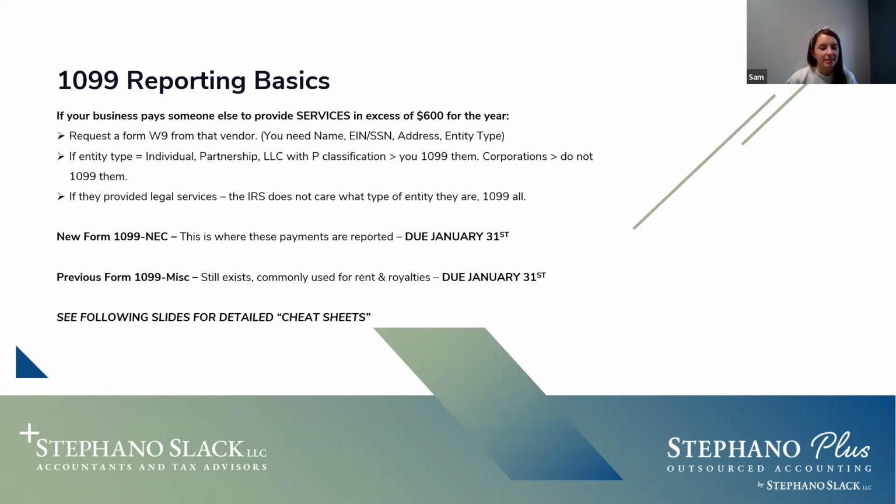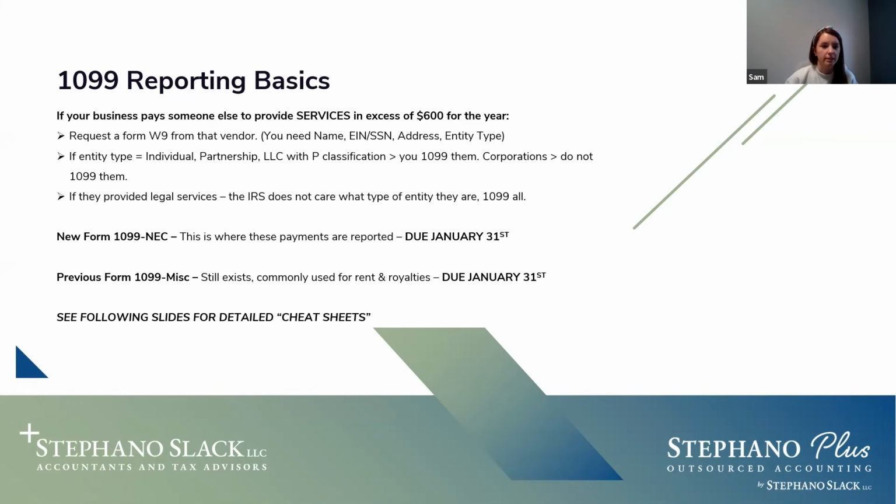So what happens is anytime you pay anyone in your business to perform a type of service for you, and this includes a business or an individual. This is where people have this wrong a lot of times, where they're like, oh, I just have to pay a person and that counts. Businesses count too. So if you have a business that's performing services for you in excess of $600 for the year, then you have to issue them a 1099.